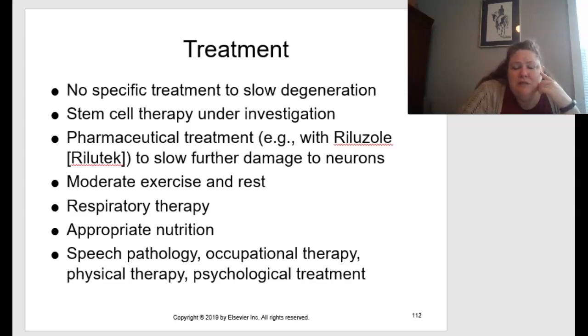We don't really know how to treat it, so we don't have a specific treatment, but we do try to slow the degeneration. Stem cell therapy is under investigation and has a lot of promise. We can use pharmacologic treatment such as Rilutek to slow the further damage to the neurons. Moderate exercise and rest is good, so balance the two. We also have respiratory therapy and make sure that you're getting appropriate nutrition. And we do speech pathology, occupational therapy, physical therapy, and psychological treatment to help to maintain all of these.